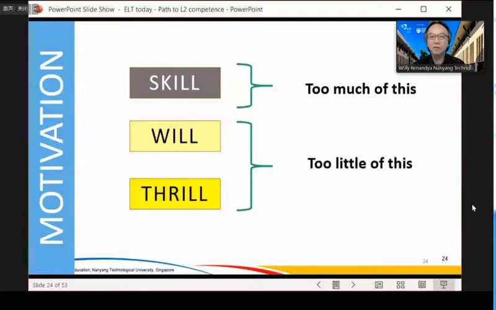So I think we need to do a lot more of that, creating the interest, creating the motivation, and more importantly, creating this feeling of excitement in your English language classroom, yeah? So remember the skill, the will, and the thrill. I think we need to focus more on the will and the thrill. The skill is important, but more importantly, students need to be excited so that they will be willing to learn more in the classroom and also outside the classroom.